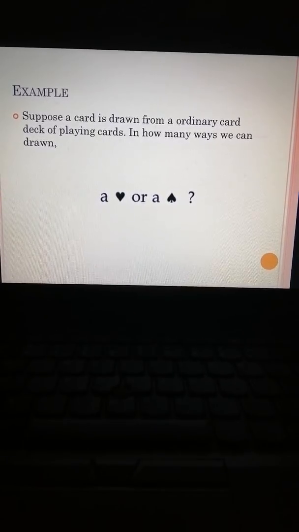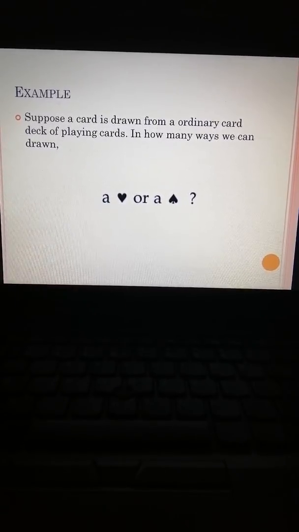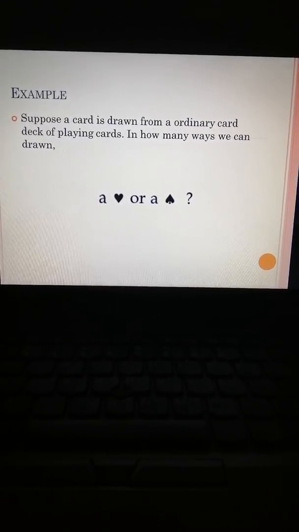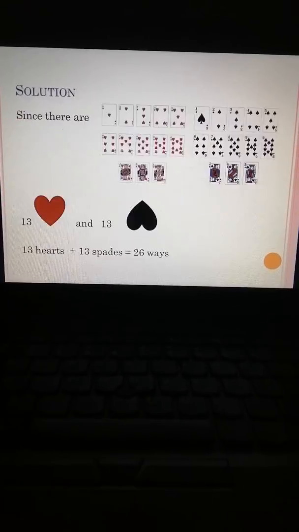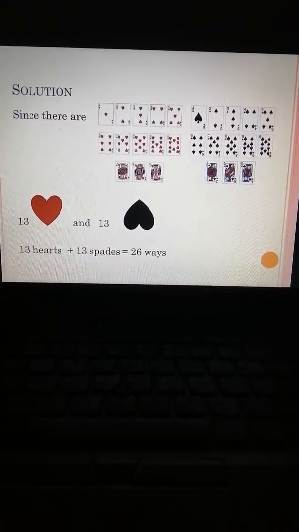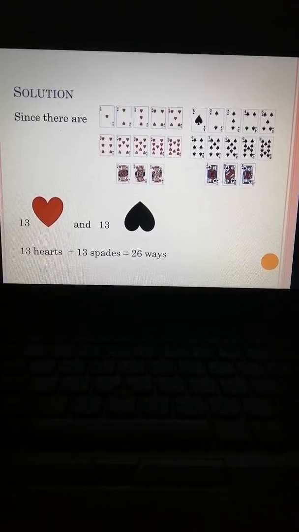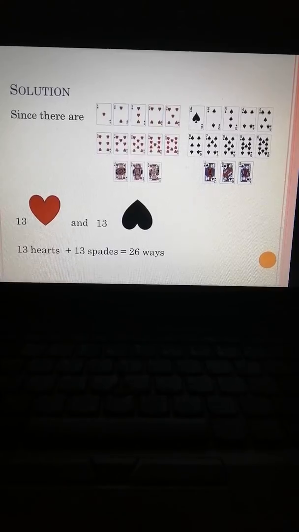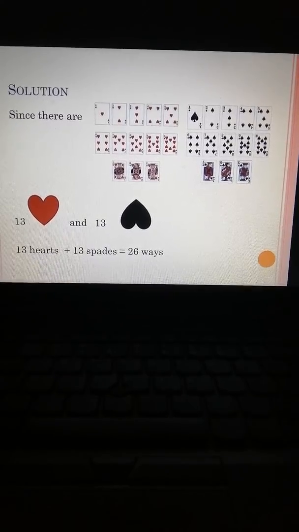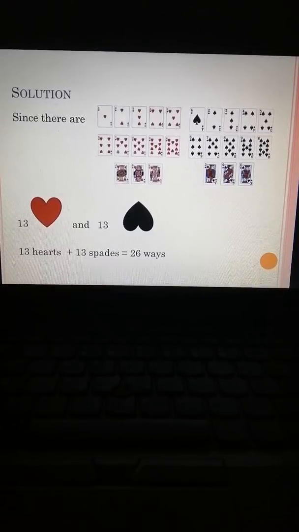Example, suppose a card is drawn from an ordinary deck of playing cards. In how many ways can we draw a heart or a spade? Since there are 13 hearts and 13 spades, we can use the sum rule. So 13 hearts plus 13 spades is equal to 26 ways. We can draw a heart or a spade in 26 ways from an ordinary deck of cards.